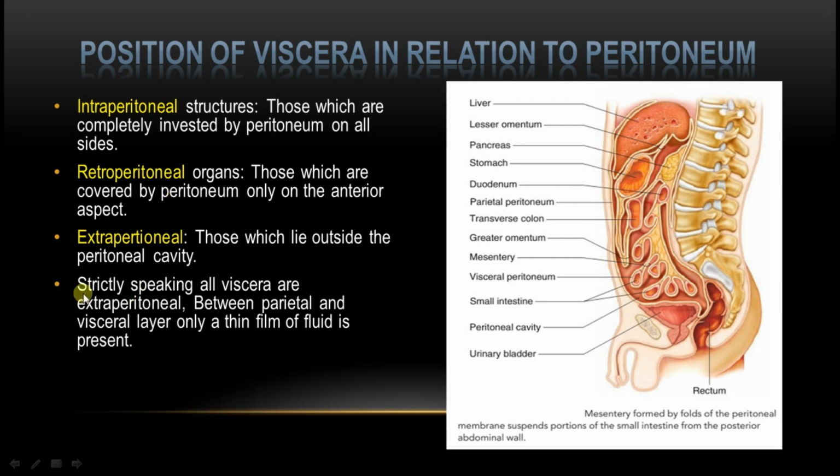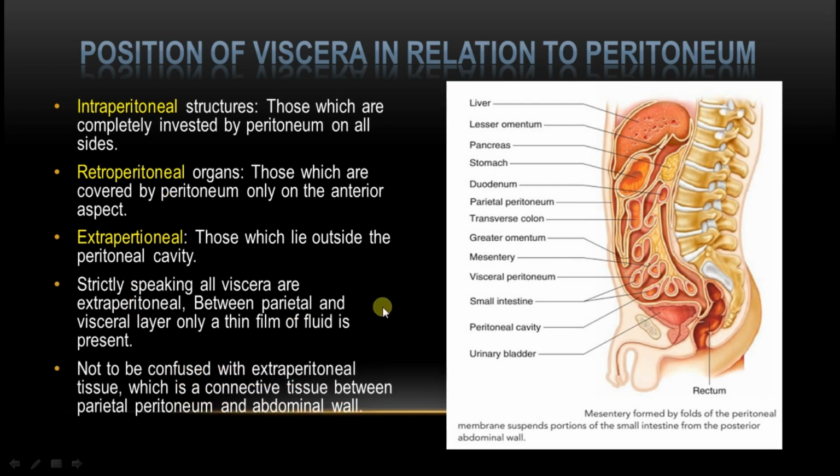Now this extraperitoneal is not to be confused with extraperitoneal tissue. The layers of the abdomen, we speak about from skin, superficial fascia, then you have external oblique, internal oblique, transversus abdominis, fascia transversalis. Then you have extraperitoneal tissue, and then the parietal peritoneum. So between your wall and the parietal peritoneum, there is a loose areolar tissue which is called the extraperitoneal tissue.